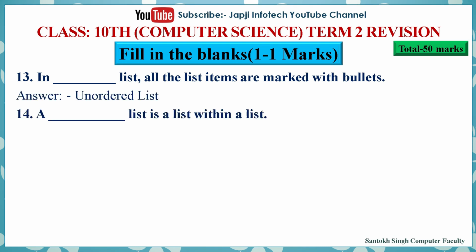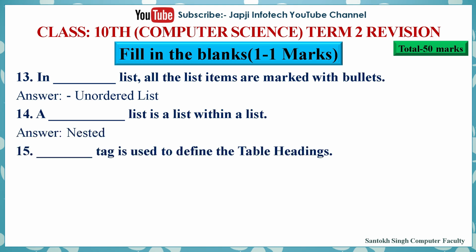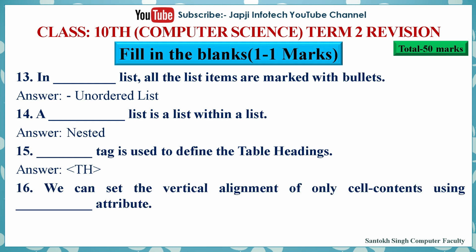14th one is a dash list is a list within a list. And the right answer is nested list. And 15th one is dash tag is used to define the table heading. And the right answer is TH tag. 16th one is we can set the vertical alignment of only cell content using dash attribute. And the right answer is V-align attribute.